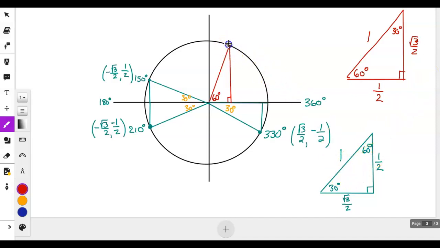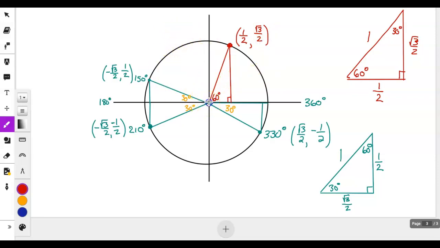What that means is this ordered pair here would have an x coordinate of 1/2, so that's flipped from this one. And then the y coordinate would be √3/2. And again, that would happen all the way around the unit circle.